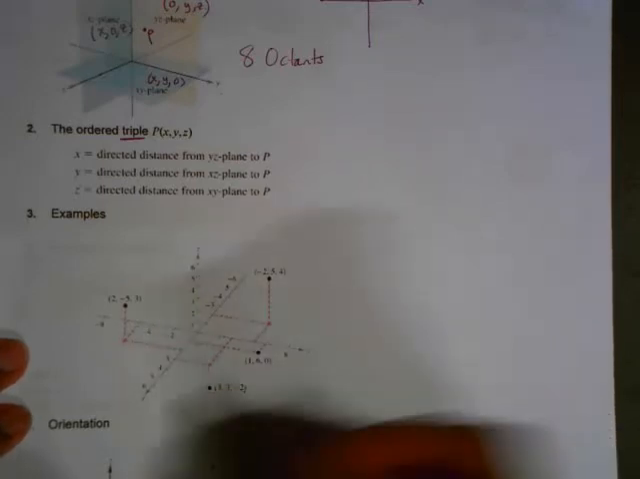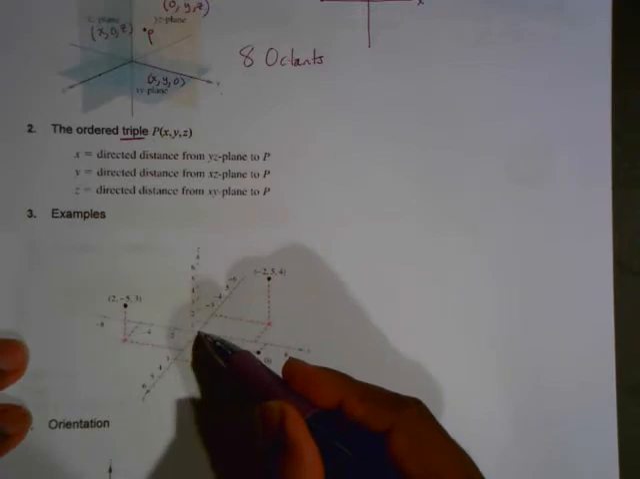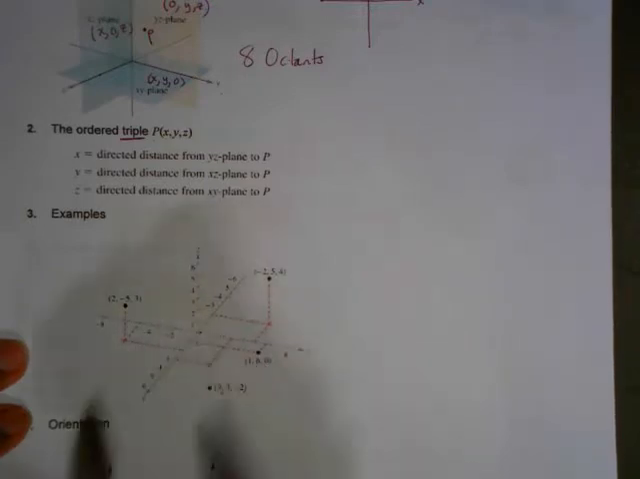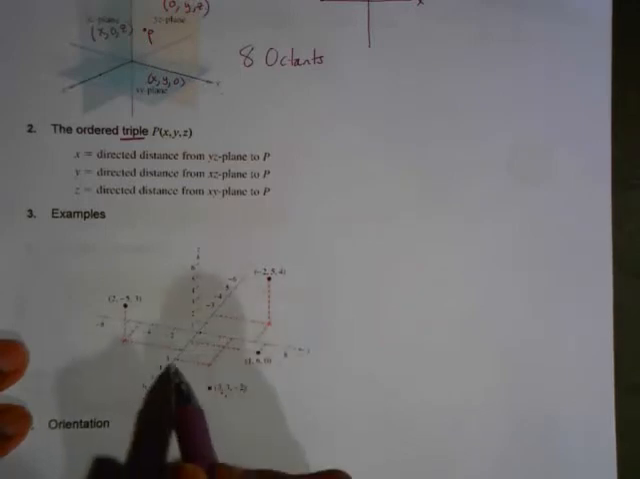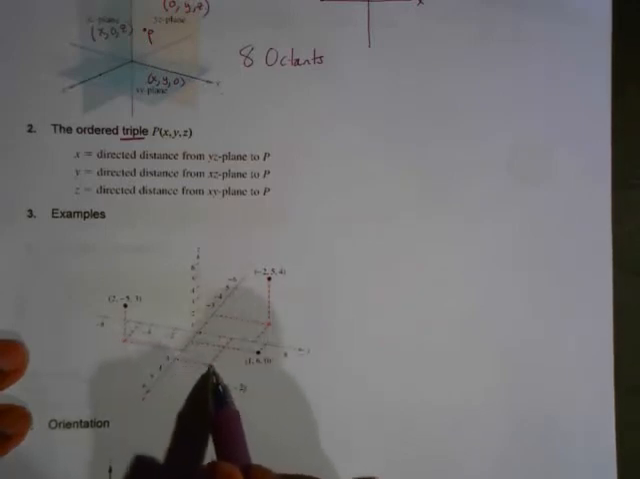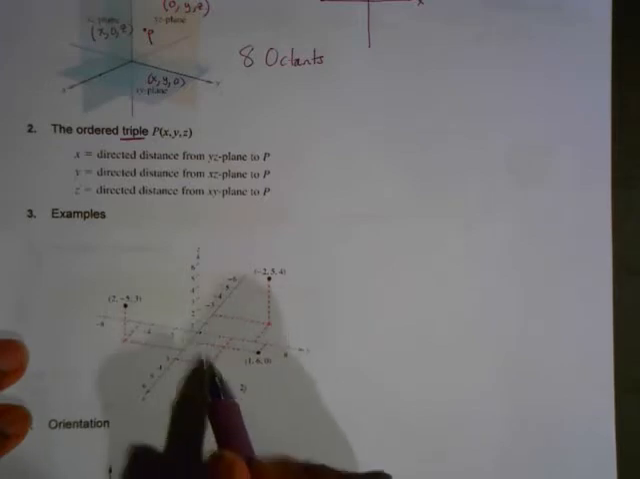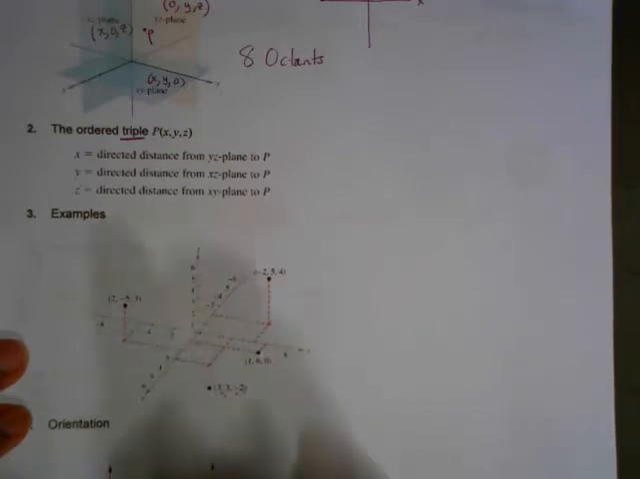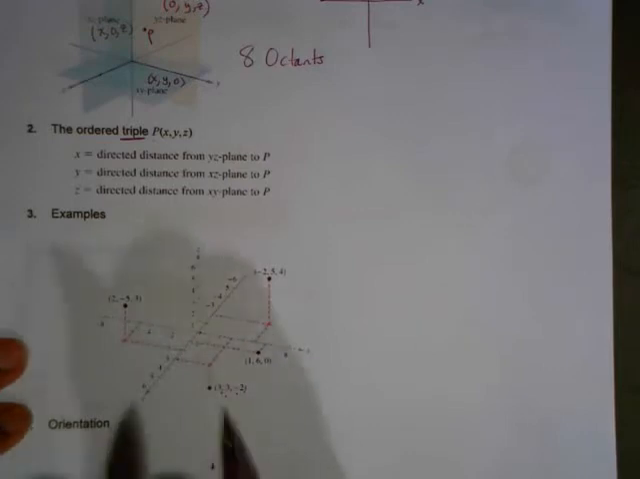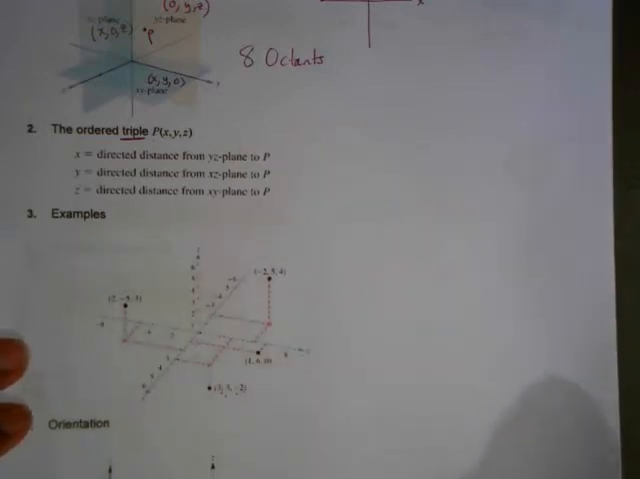In order to plot it, the x value is 3, so you start at the origin, go 1, 2, 3 units, and then the y value is positive 3, and that's the positive y-axis, so you go 1, 2, 3 values, 3, and then z is negative 2, so rather than going up, you go down 2 units to reach that point. So you can take a look at how the other points are plotted in a similar manner.